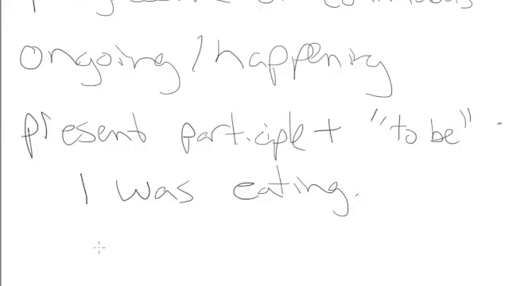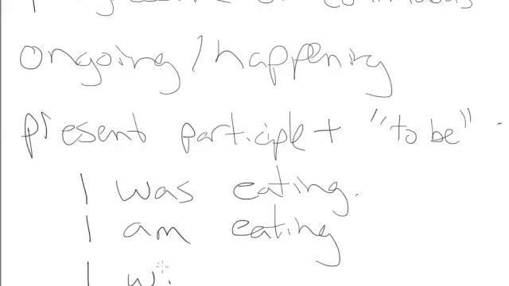The present continuous would be I plus the verb to be in the present form, so I am eating. And then the future of to be is I will be eating. So there you go. Those are the three: the past continuous or past progressive, present progressive, and future progressive. So pretty simple.